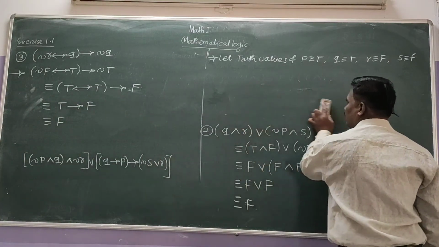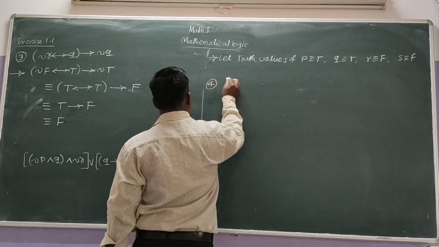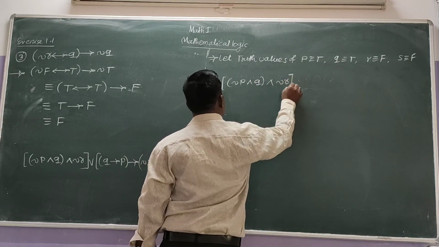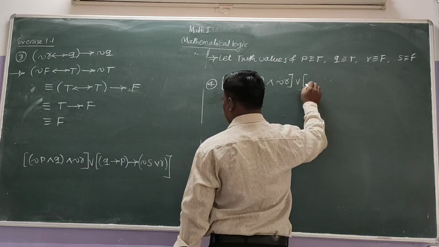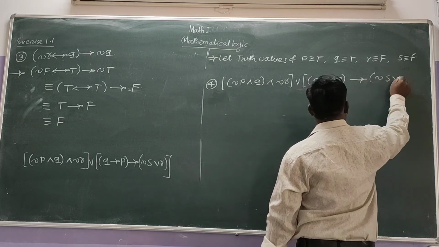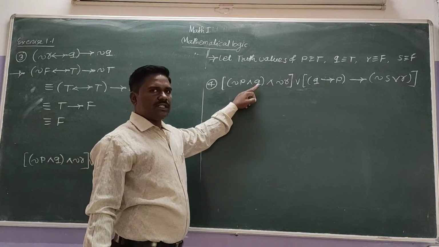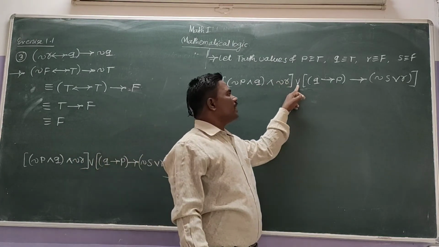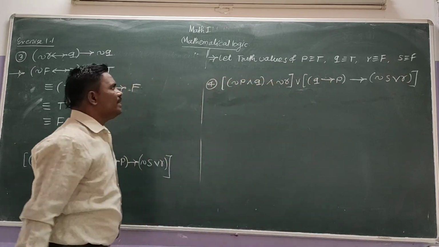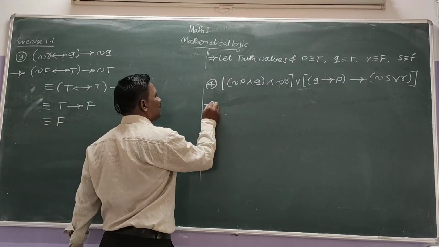And the last example, example number 4: in bracket negation of P conjunction Q conjunction negation of R, bracket complete, disjunction in another bracket Q implies P implies negation of S, disjunction R. Find its truth value. Here substitute all the truth values.